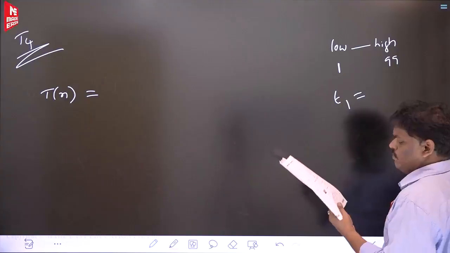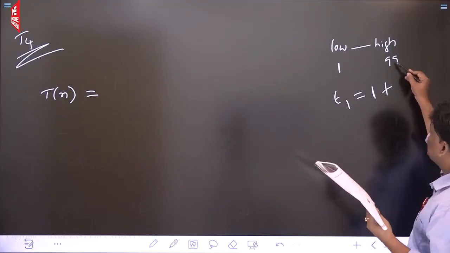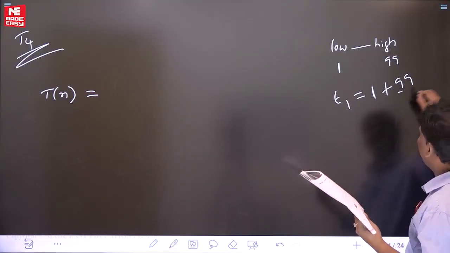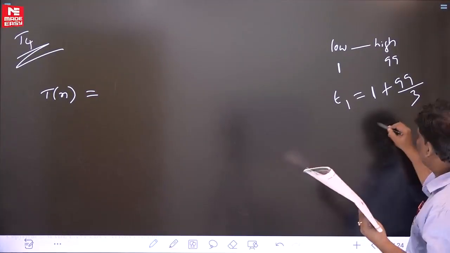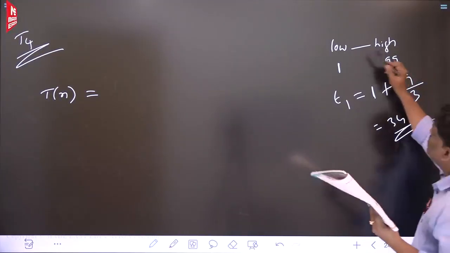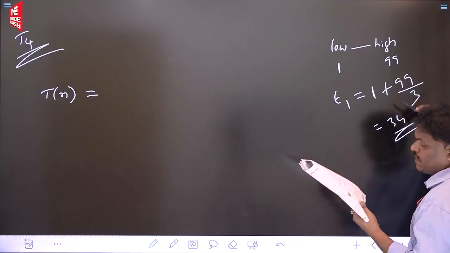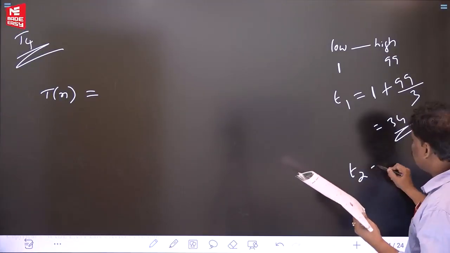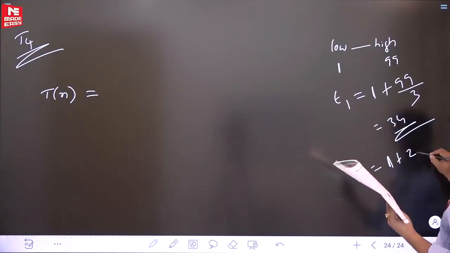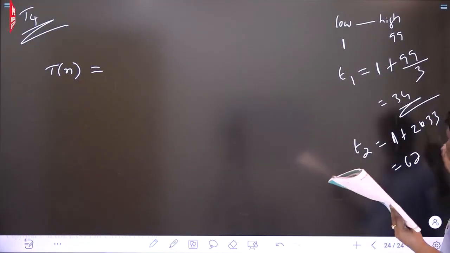What is the T1 here? Calculate T1: low plus 1 plus high minus low plus 1, that is 99 minus 1 plus 1, 99. So divided by 3, which goes toward 33. It will become 34, please check. 98 plus 1 is 99, by 3 goes to 33. 1 plus 33, 34. That is T1. What is T2? Check. Low plus 1 plus 2 into high minus low plus 1. What is the answer? 2 into 33, which goes to 66, plus 1, 67. So like that.